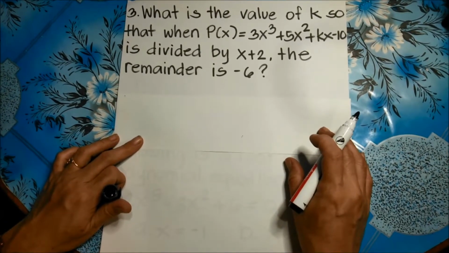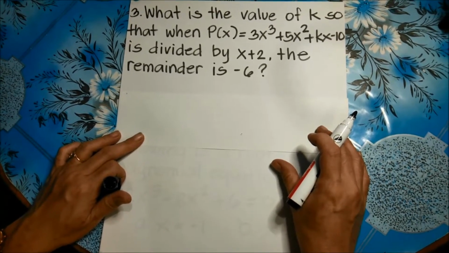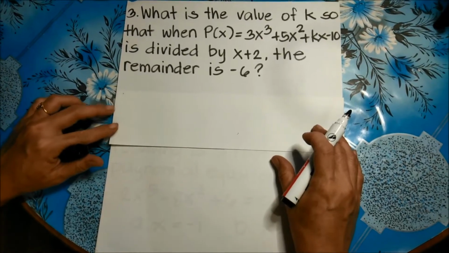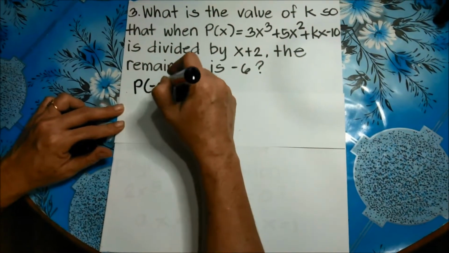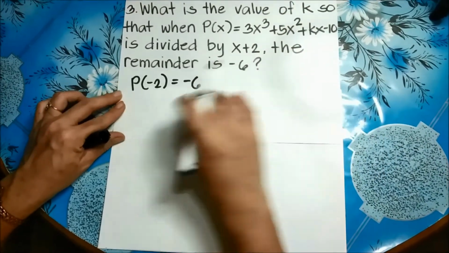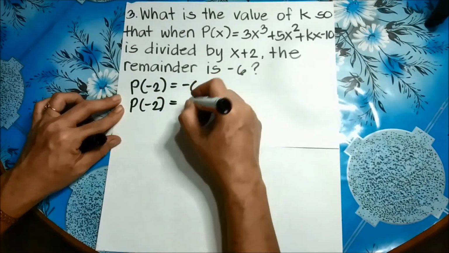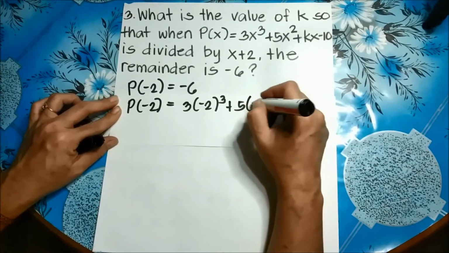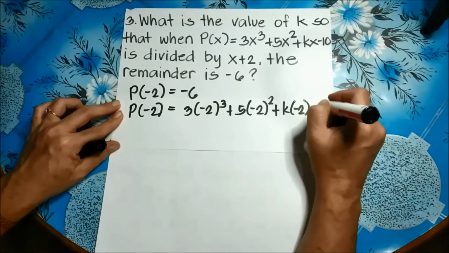What is the value of k so that when p of x equals 3x cubed plus 5x squared plus kx minus 10 is divided by x plus 2, the remainder is negative 6. So, by the remainder theorem, we can say that p of negative 2 is equal to negative 6. That is, substituting negative 2 for all the x, we have p of negative 2 now is equal to 3 times negative 2 cubed plus 5 times negative 2 squared plus k times negative 2 minus 10.